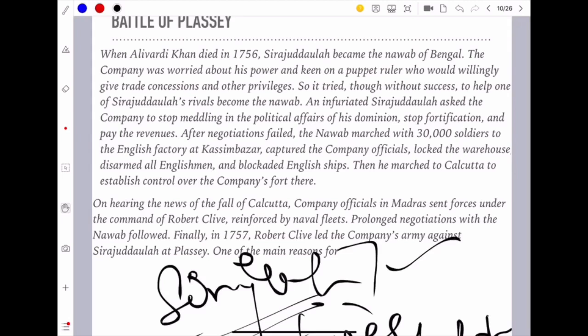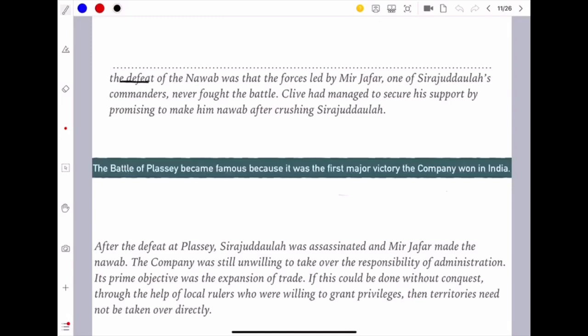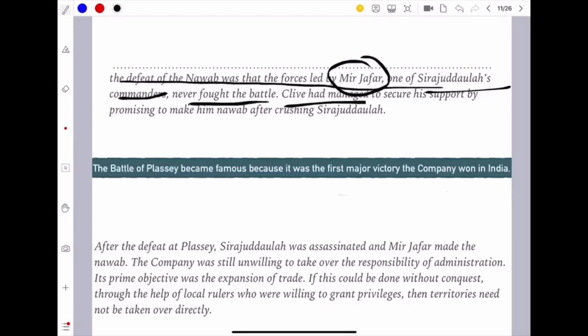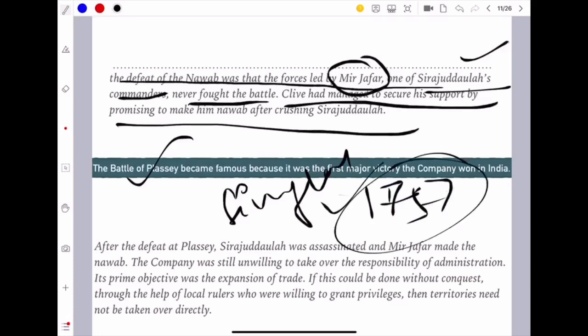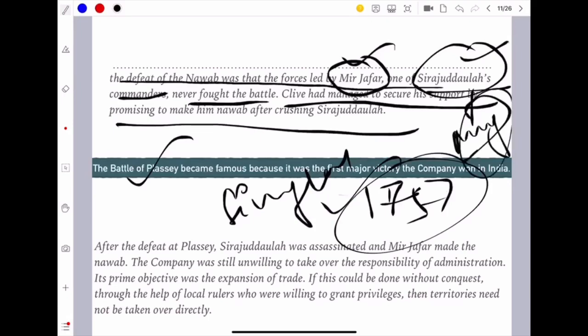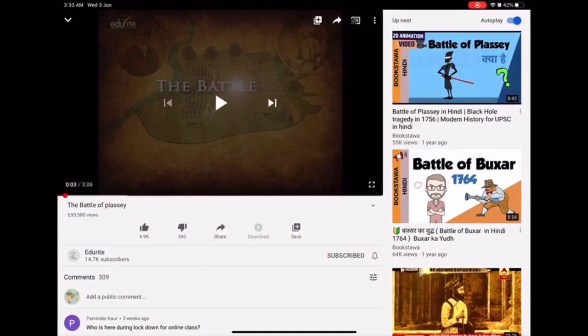He led an army against Sirajuddaula, okay? One main reason for the defeat of the Nawab was that the forces were led by Mir Jafar, one of Sirajuddaula's commanders, who never fought the battle, having been won over by promises, right? This was the Battle of Plassey, when Sirajuddaula was defeated. When was Sirajuddaula defeated? Anyone? Yes, in 1757, by Robert Clive. And why was he defeated? Mir Jafar was angry and against the British because they were misusing their rights, right?